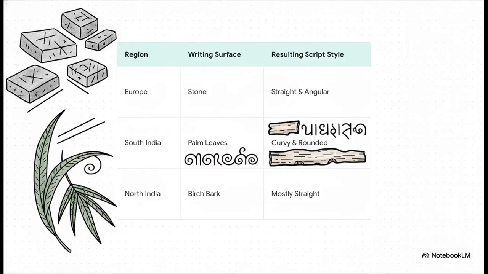And this table just lays it all out so perfectly. In Europe, they had stone, which resulted in straight, angular scripts. Down in South India, they had those fragile palm leaves, which led to curvy, rounded scripts. And up in North India, they had durable birch bark, which allowed for a mix of straight and curved lines. It wasn't an artist making these choices. The environment itself was the designer.